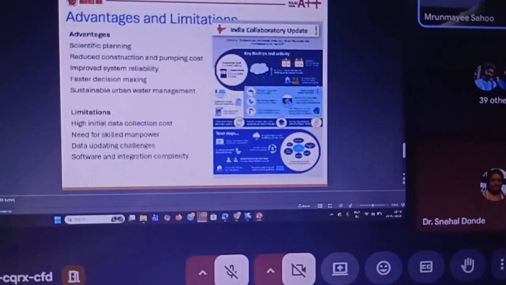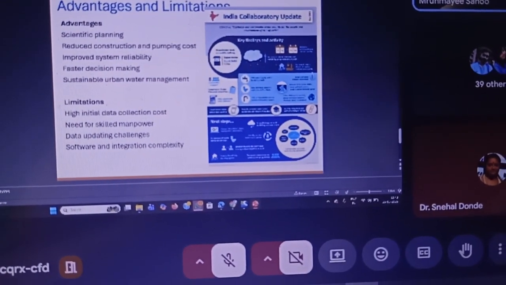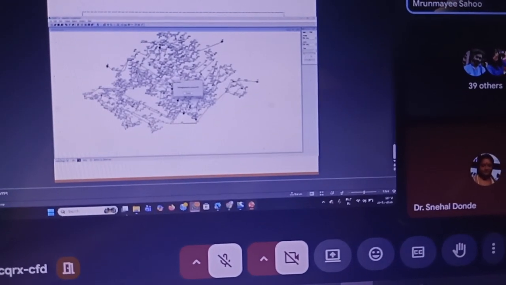So, okay, right now I'll show a very small simulation. No, I'll not show a simulation. Is it visible to you people?